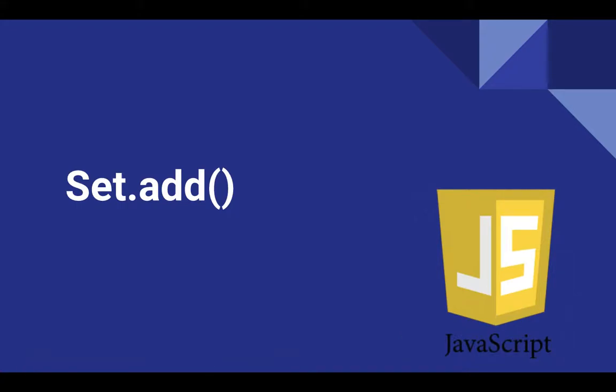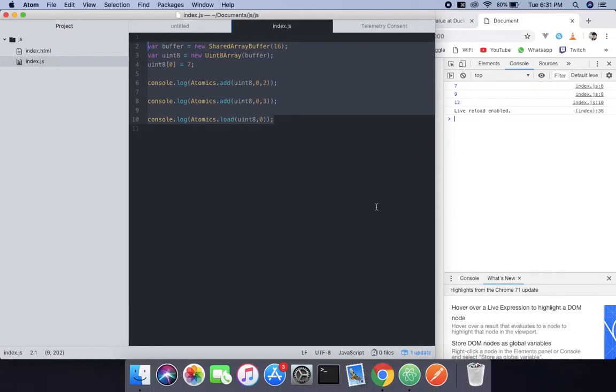Assad here, and you're gonna learn about Set and its add method. A Set is a type of array that will never take the same value more than once, and the add method appends a new element with a specified value to the end of the Set object. So, let's begin.